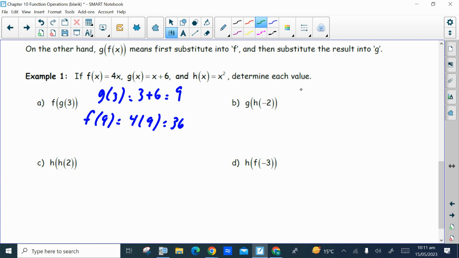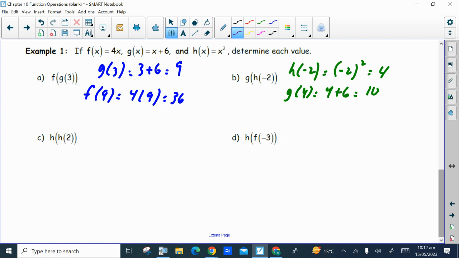Question B, g at h at negative 2. Working from the inside out, we first find h at negative 2. So h at x is x squared. All of x is squared, so all of negative 2 is squared. That gives us 4. And now we want to find g at 4. So we have to use the g at x function, which is x plus 6, but now x is 4. And so that gives us a value of 10.